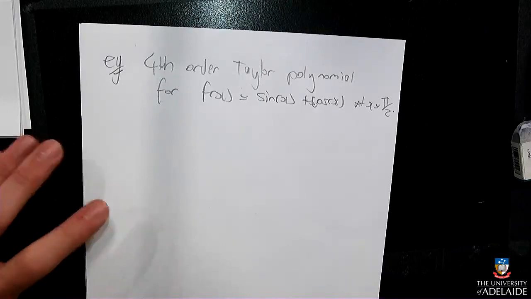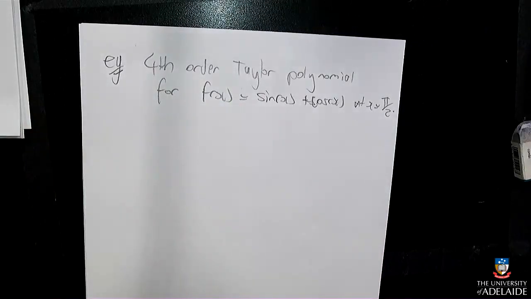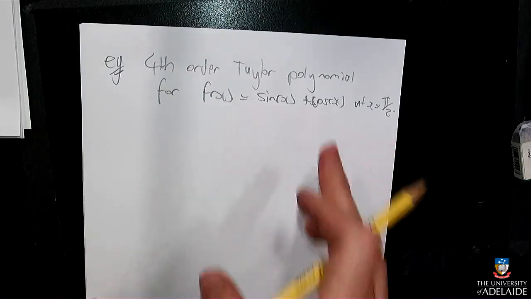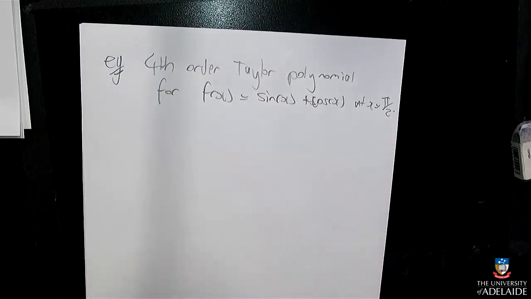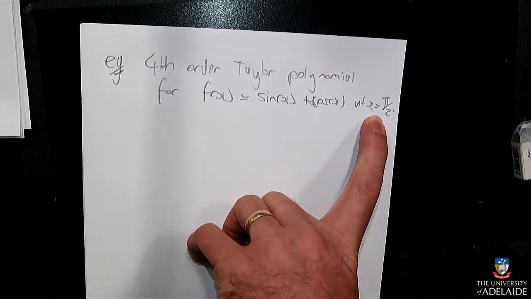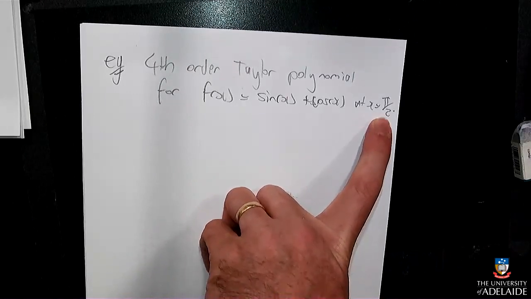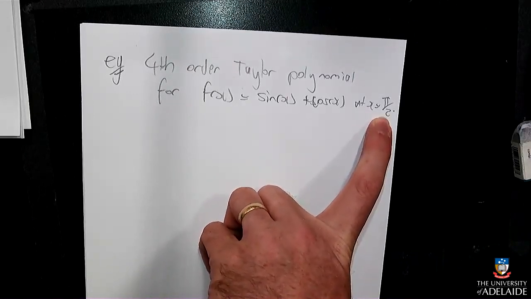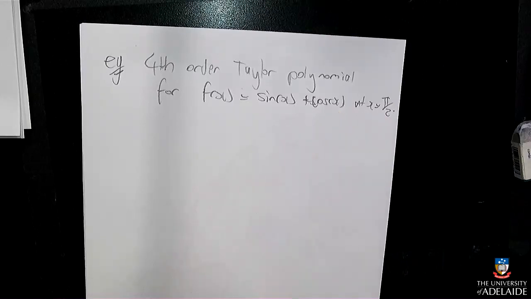So, to do a Taylor polynomial, I'm going to rewrite this function as if it was a polynomial. It's going to be a 4th degree polynomial. It'll go up to an x to the power of 4. Only it won't be an x, it'll be an x minus pi on 2, because that's where the centre is. And in order to find the coefficient of x minus pi on 2 to the n, I'm going to need the nth derivative of this. So I'm going to need up to the 4th derivative.